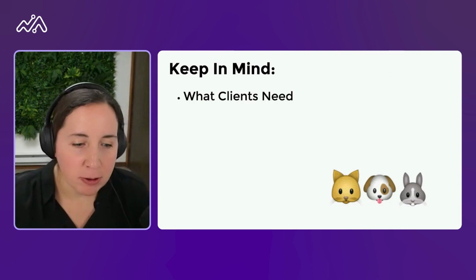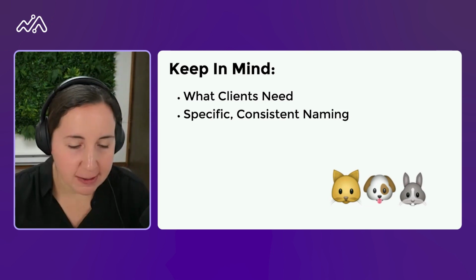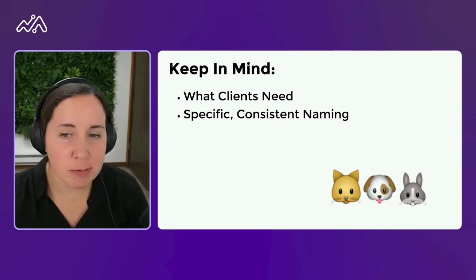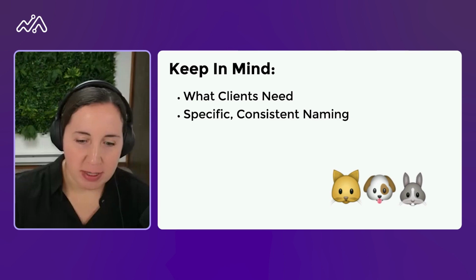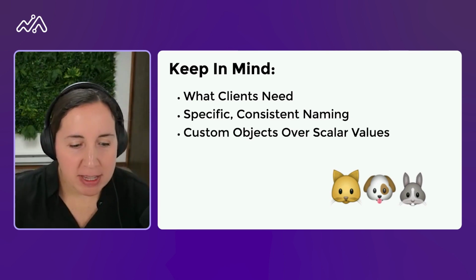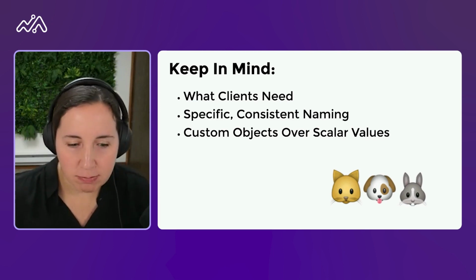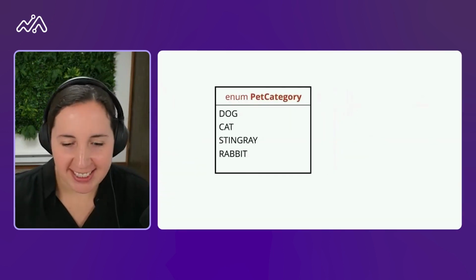Some things to keep in mind before we embark on this project is we want to think about, with any schema design project that we're working on, what do the clients need? So what data do the clients need? Are we just defining a bunch of fields that map to a database or a REST API that we never use those fields? Or are we actually thinking about the clients? We also want to be thinking about specific, consistent naming that's readable and sensible to anyone who is consuming our API. And then finally, we want to be thinking about, if possible, how do we create custom objects over scalar values? So those are things to keep in mind.